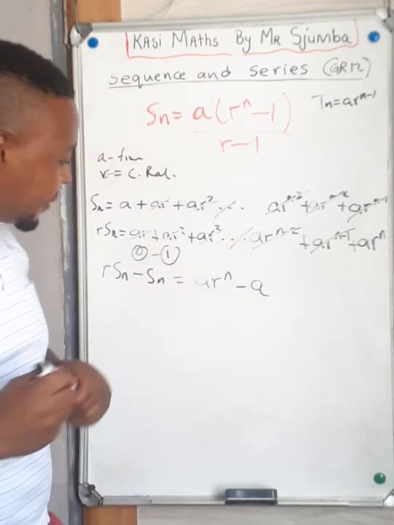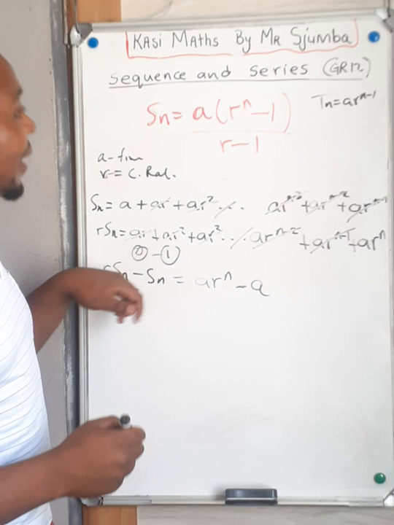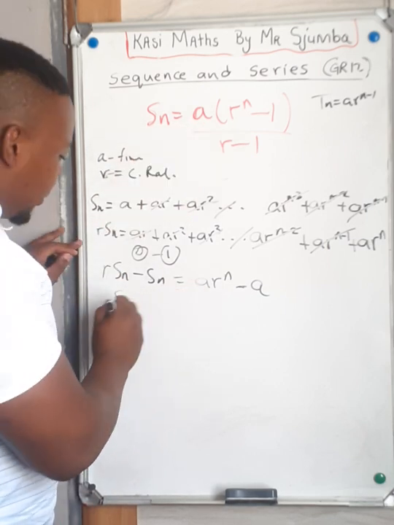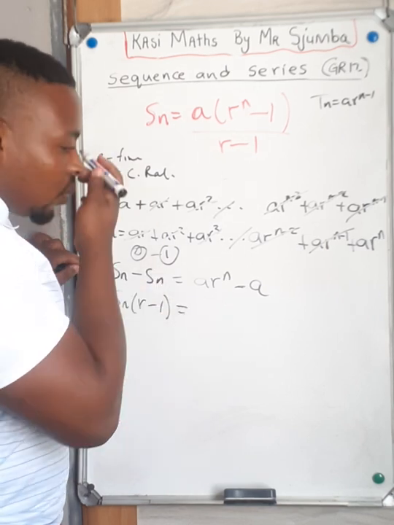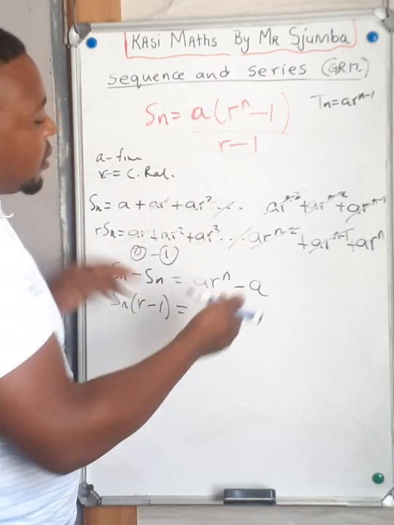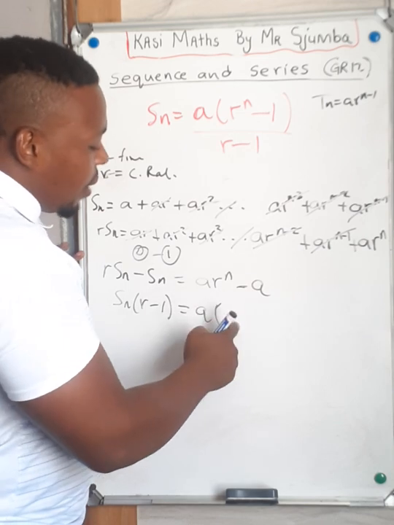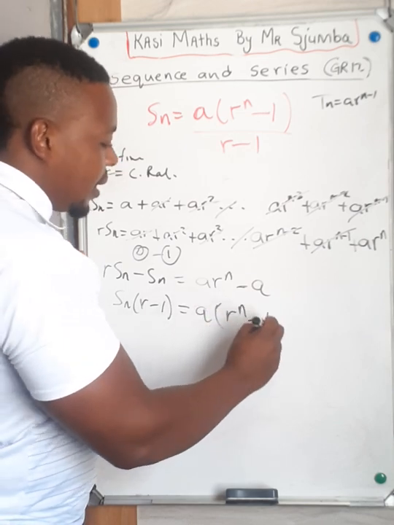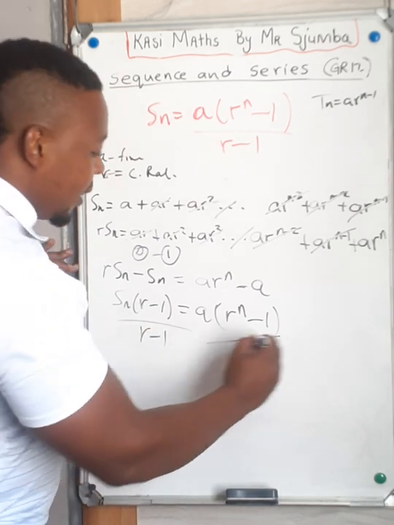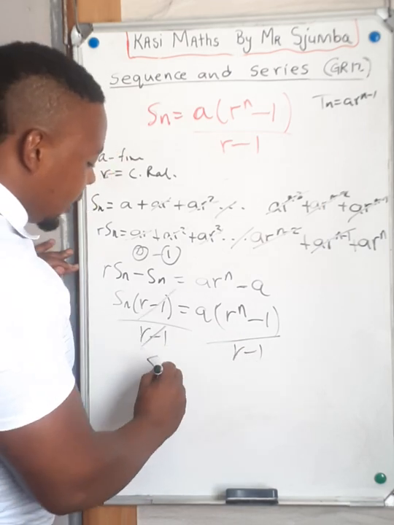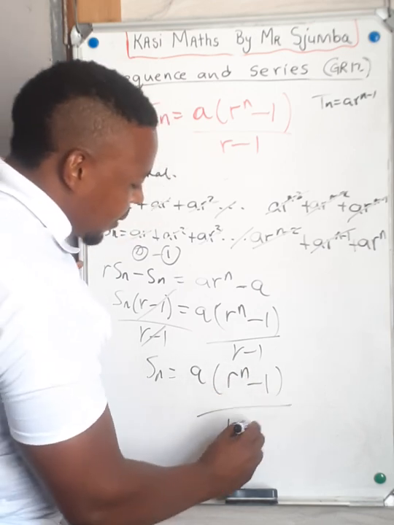This is what's left. Our objective is to solve for Sn, and we want it to look like this. So we take out the common factor of Sn, which leaves R minus 1, equals, and on the other side we take out the common factor of A, so it becomes A times R raised to n, minus 1, then we divide by R minus 1 because we're trying to solve for Sn. Sn is equal to A into R raised to n minus 1, divided by R minus 1.